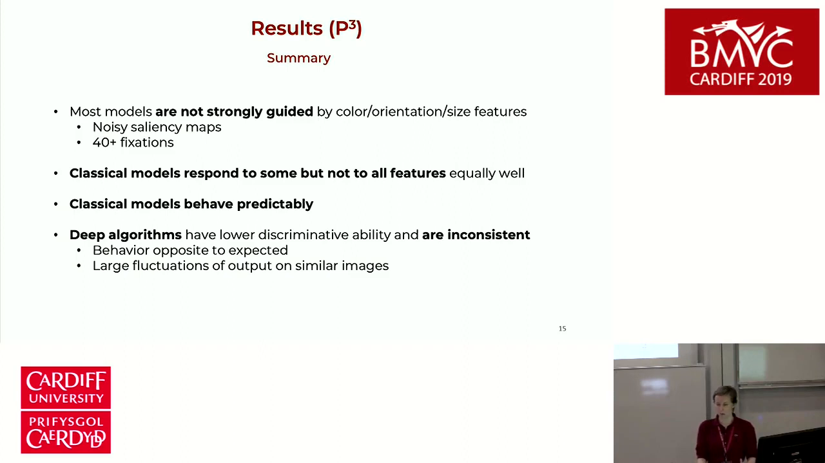Majority of the maps were quite noisy, and it took them more than 40 fixations to find the target on average. And we also found that classical models respond to some of the features, but not to all of them equally well. And the best advantage of the classical models is that they're quite predictable. Deep models, on the other hand, are rather inconsistent. So as you just saw in the previous slide, they may show behavior that is opposite to what we expect. So they wouldn't highlight a quite obvious target. And they also show quite large fluctuations of output on very similar looking images.